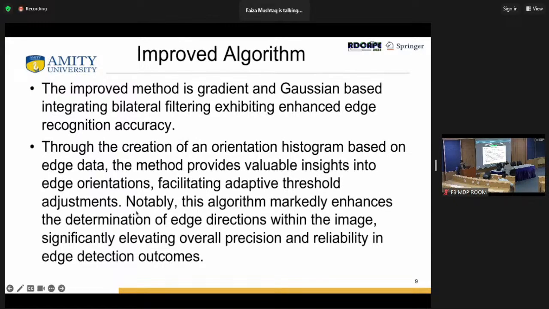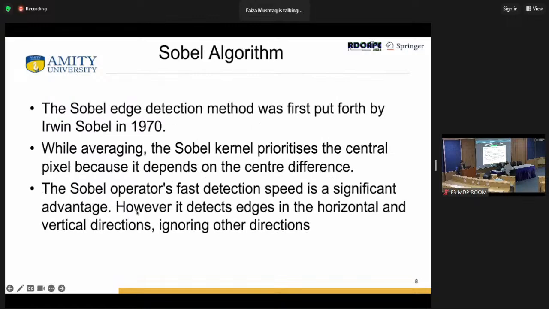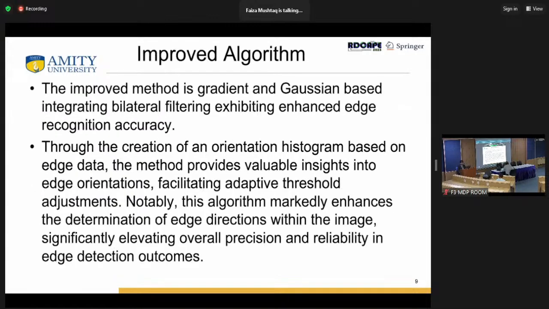As the Sobel algorithm is gradient based, and the Canny is Gaussian based, in our improved algorithm, what we have done is we have combined them. As I said, we have done bilateral filtering here, and through the creation of an orientation histogram based on edge data. As I mentioned at the time of methodology, we have added textured analysis here, so that we can clearly get the images of the car.